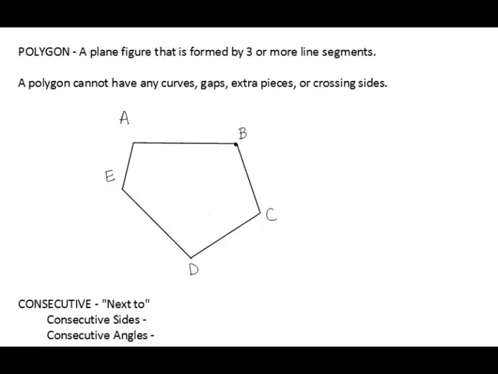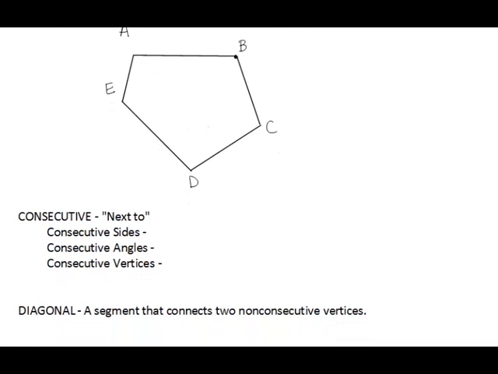Okay, our first definition in geometry, consecutive means next to. So if we're talking about consecutive sides, those are sides next to each other. Like side AB and side BC would be consecutive sides. AB, BC. Consecutive angles would be angles that are next to each other. So angle A and angle B are consecutive, and then consecutive vertices would be like the corners or the points that are next to each other. So say D and C, for example.